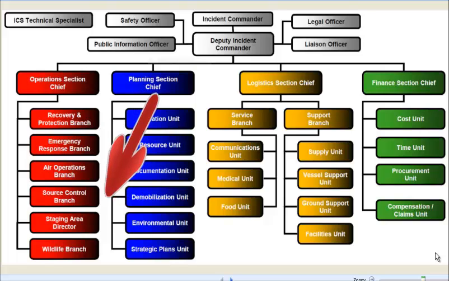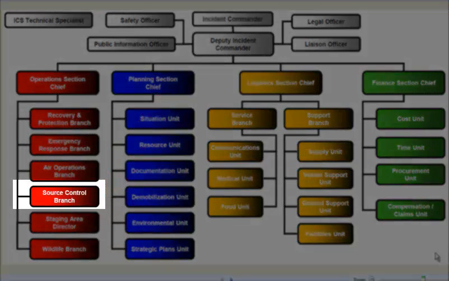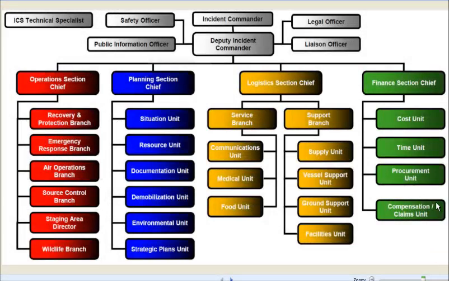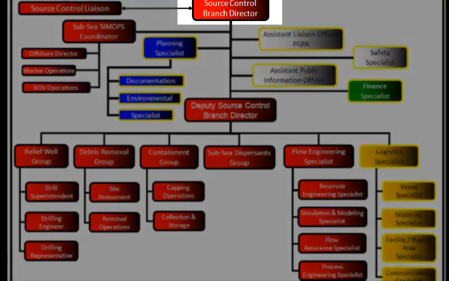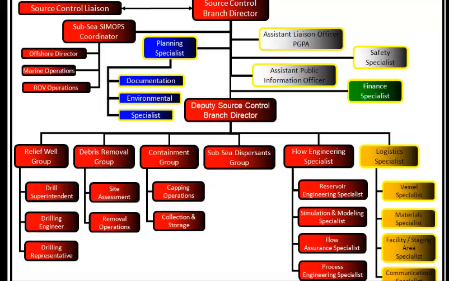So if you look over here to the red operations section, down about three to four groups below the operations section, you see the source control branch. And so now for the source control branch, we can expand that even further. So what you see here is an expansion of the source control branch. At the very top, you'll see the source control branch director. If you remember back on the ICS organization itself, there was a source control branch. That box is represented here as the source control branch director.